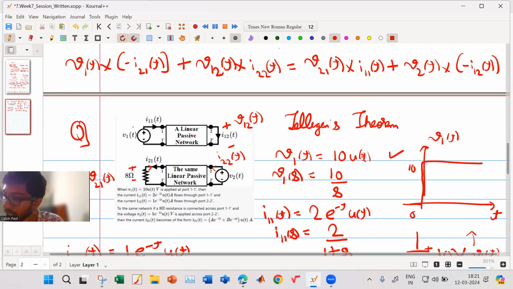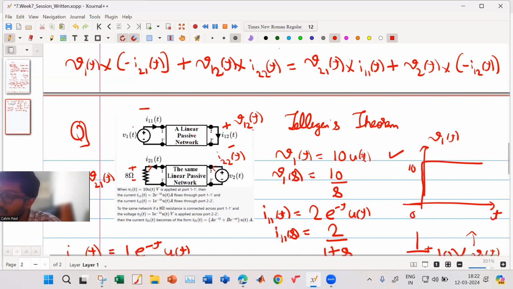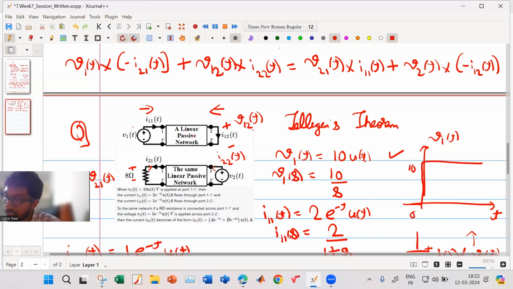So I'm doing V1 of t into the current which is going inside, that is minus I21 of t. So this is one expression. Then V12 of t, that is the voltage. Sir, we take that the current is incoming, that's why we take I21 as minus. Yes, current should be entering the network. It should be going in. That is the convention I'm using.